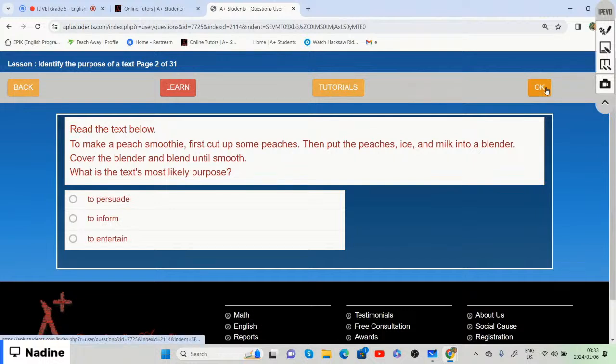All right, so we're going to read the text below. It says, to make a peach smoothie, first, cut up some peaches, then put the peaches, ice, and milk into a blender. Cover the blender and blend until smooth. What do you think is the text's most likely purpose? Is it to persuade readers to do this? Is it to inform readers? Or is it to entertain the readers?